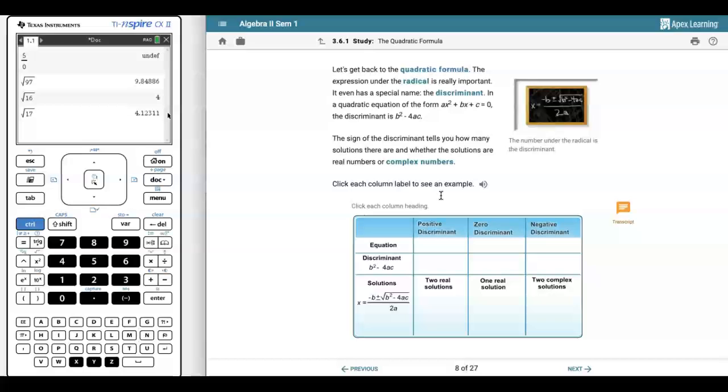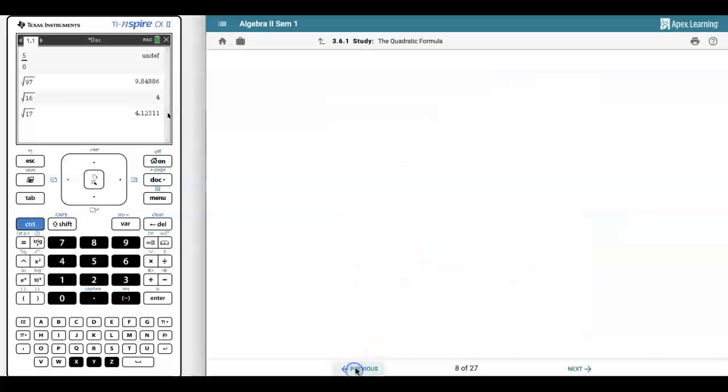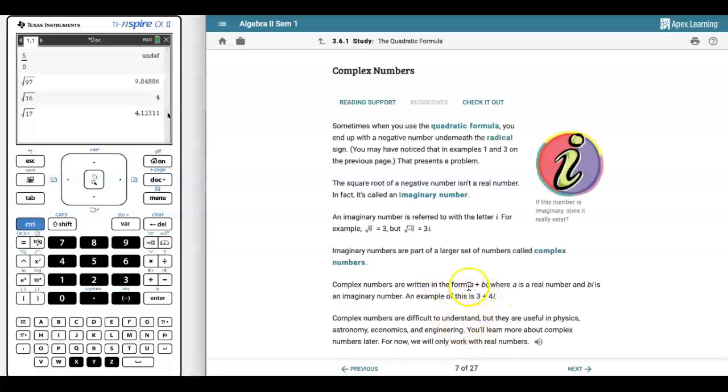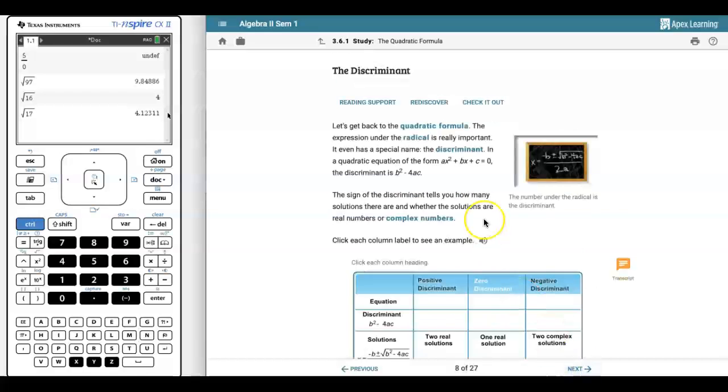So those complex solutions would include the complex numbers. Again, to remind you, that is going to be a real number plus an imaginary number.